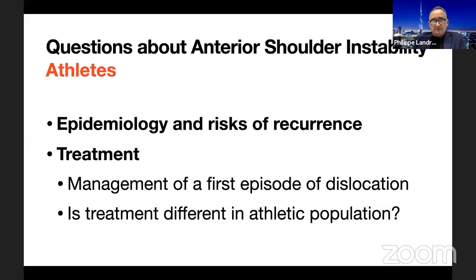When we talk about shoulder instability in the athletic population, I believe that these are the three main questions. The first one is about epidemiology and risk of recurrence. In other words, is it more frequent?